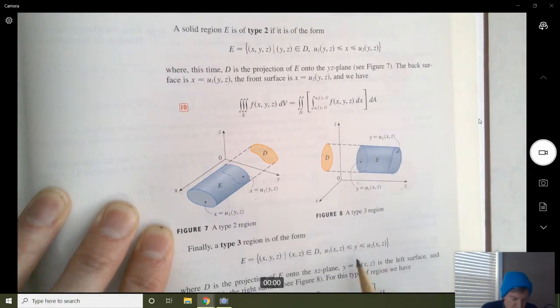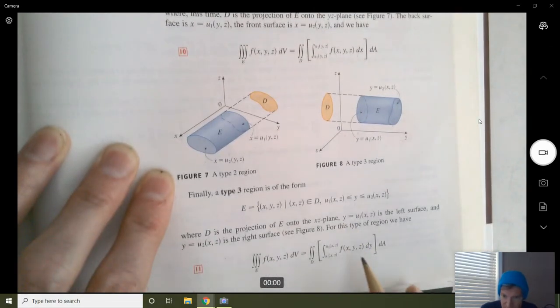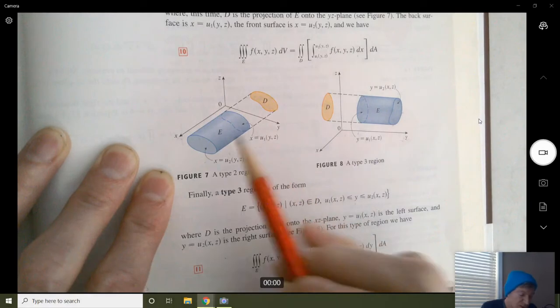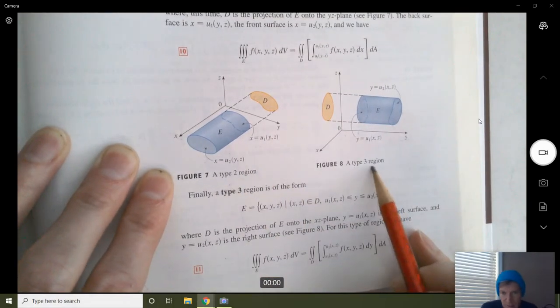So that's represented down here. I think we can see it down here. So this is called a type 2. This is called the type 3. Don't worry about the types.